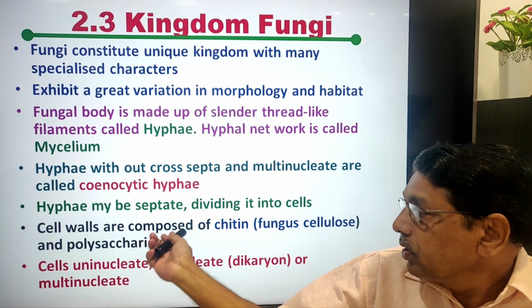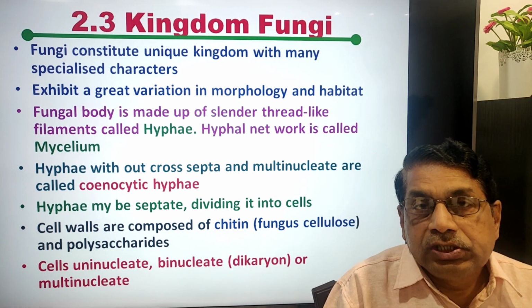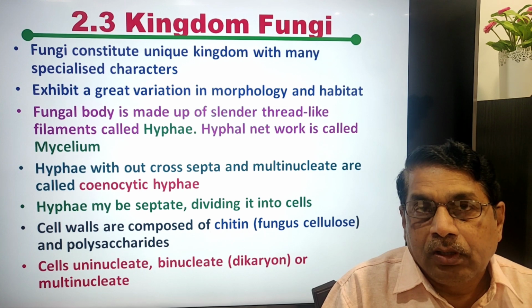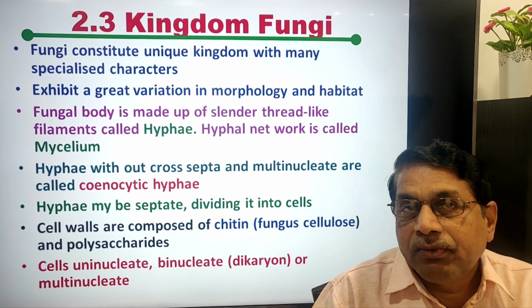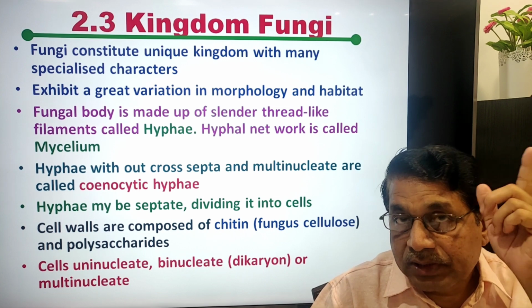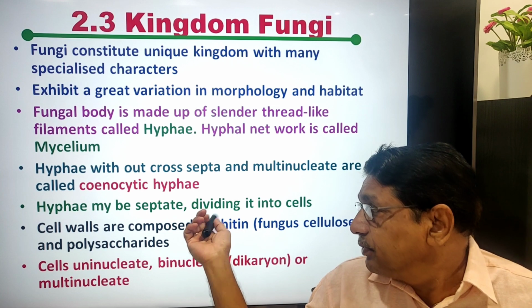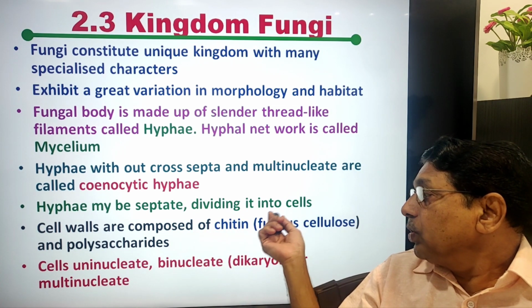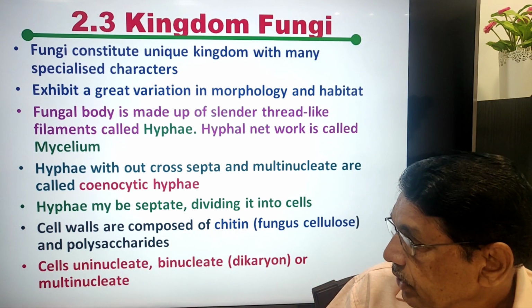Cell walls are composed of chitin. This is a distinctive feature of fungi. In plants, the cell wall is made up of cellulose, but here it is made up of chitin. This chitin is also present in arthropods. And again, there is a variation within the chitin. It is also called fungus cellulose.